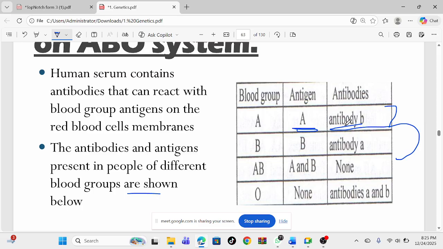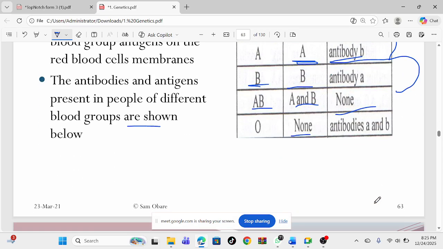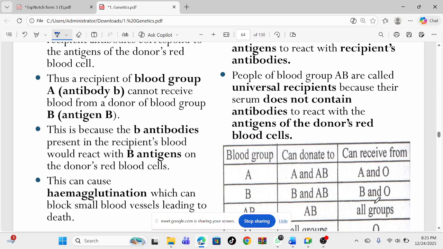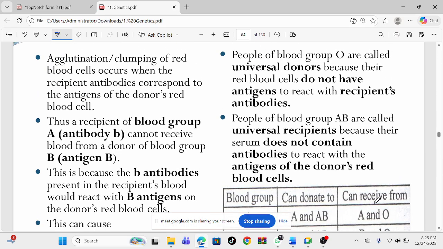So the antibodies and antigen are opposite. Let's know that antibodies and antigen are opposite. So kama mtu akona antigen A ama blood group A akona antibody B. Kama mtu akona blood group B ama antigen B akona antibody A. Kama mtu akona blood group AB na akona antigen A and B hana antibody. Kama mtu hana antigen akona antibody A and B. Yeah? So something that's known as agglutination.